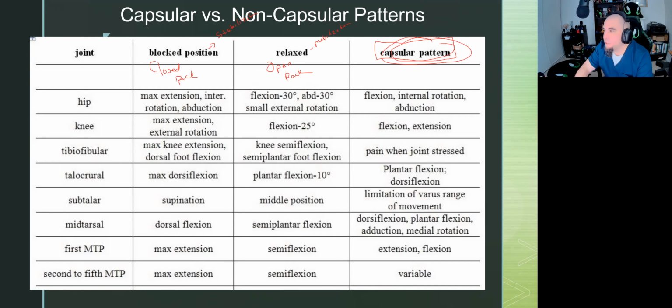So let's look at the hip just briefly. The hip says the blocked position, or the maximum contact position, where that joint is as congruent and as tight as it could possibly be, is max extension, so the leg back, internal rotation, and slight abduction.